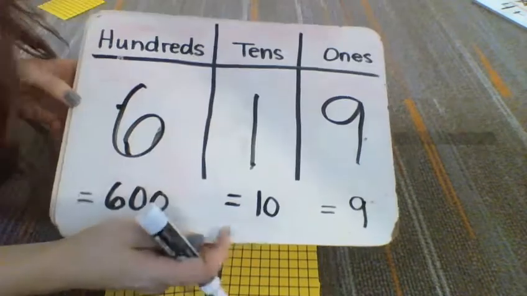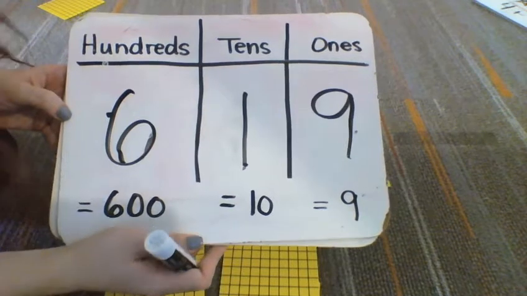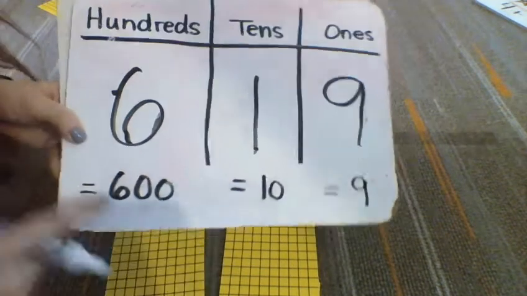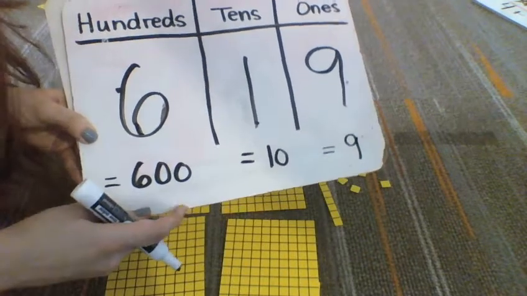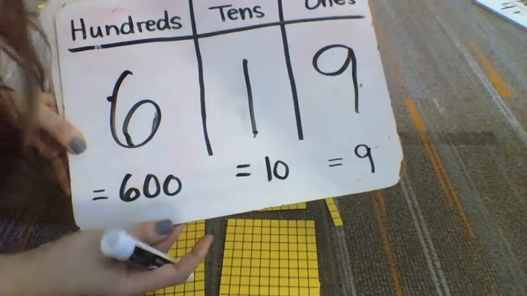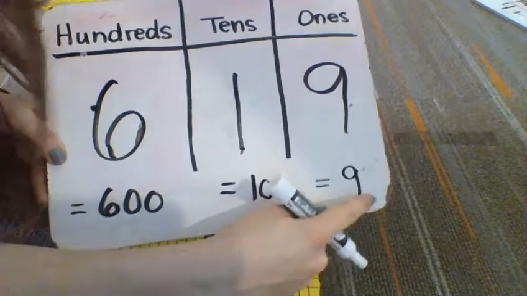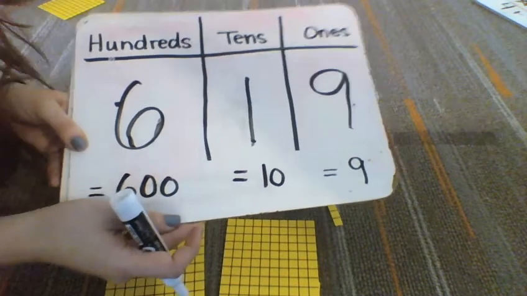So on your paper at the bottom, it says in the number 619, the 6 has a value of, you'd write 600 on that first line. The 1 has a value of 10. So write 10 on the second line. And the 9 has a value of 9. Put the 9 on the last line. That's all you have to do for example 2.